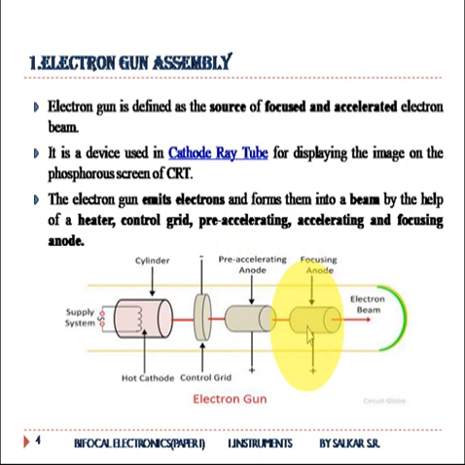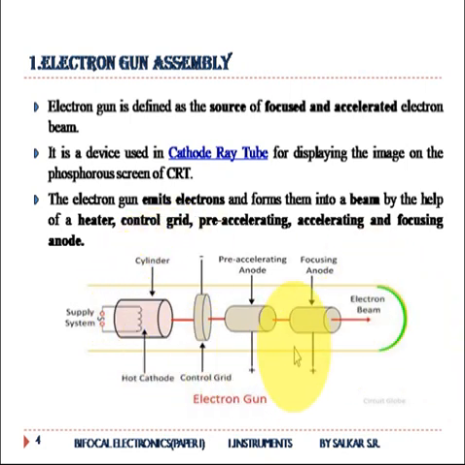As the name indicates, the focusing anode: in this anode, the electrons which are randomly coming are all focused in a particular straight line. What is the function of the focusing anode? To focus all the electrons in a particular straight line, so that they will strike on the screen of the CRO. So this focusing anode will focus all electrons and generate a straight electron beam, and that electron beam will go further to the next stage in the CRT.